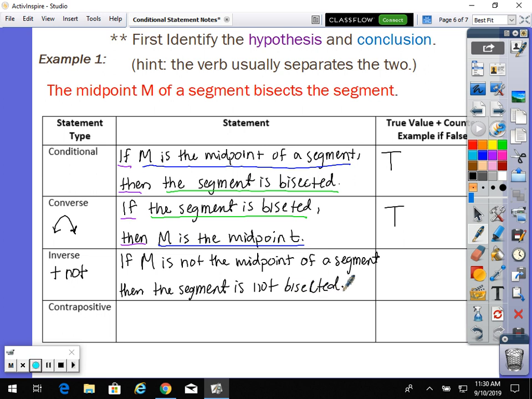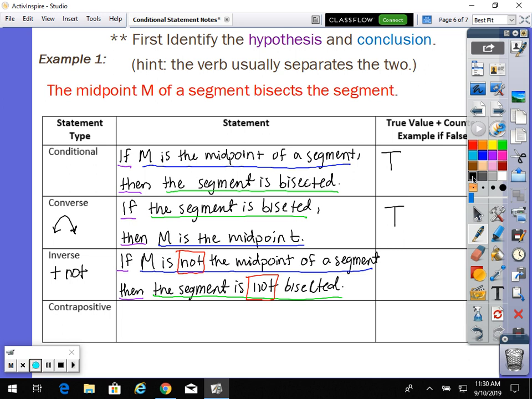Okay, so in purple, I'm going to underline my if and then. And then in blue, my hypothesis, M is not the midpoint of a segment, and in green, the conclusion, the segment's not bisected. And then same thing, I'm going to take red and I'm going to box where I have negated the statement. So M is not the midpoint, then the segment is not bisected. So let's analyze that statement. If M is not the midpoint, then the segment is not bisected.